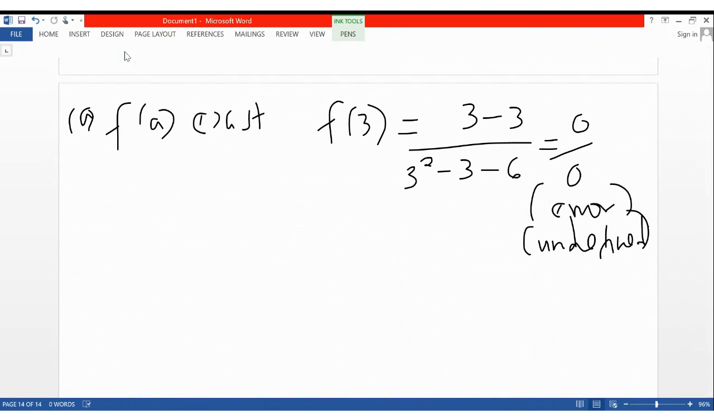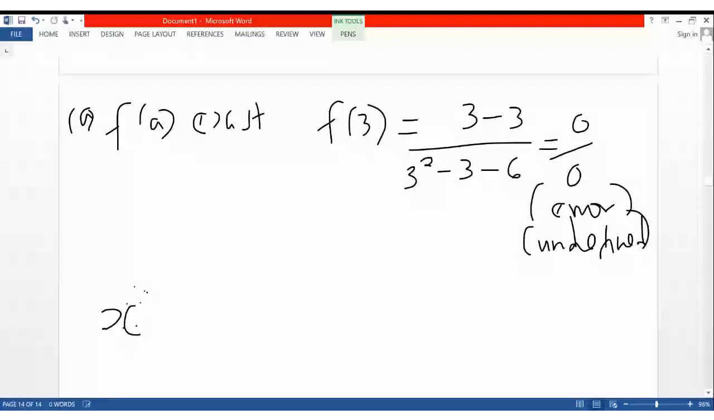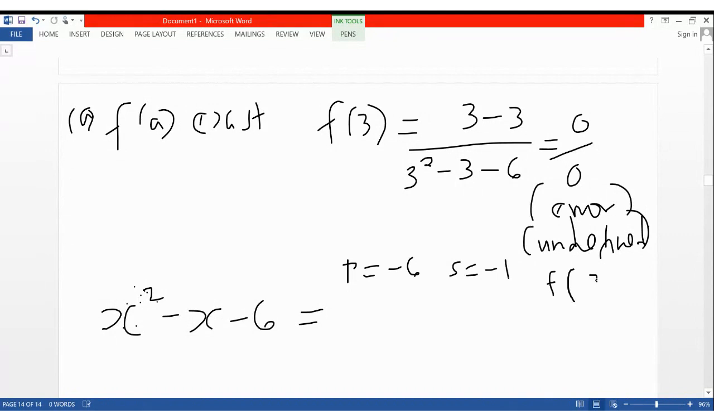Check this one out. x squared minus x minus 6. Let's say this one can be factorized. The product here is negative 6. The sum here is negative 1. So the two numbers that are factors, that one will be 3. When you factorize, the answers are x plus 2 and x minus 3. Which one will be negative here? The 3. So you're getting x minus 3 and x plus 2, okay, correct.